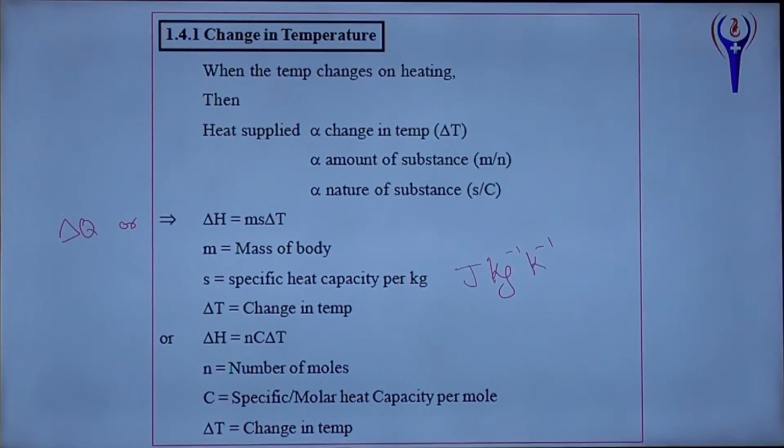C is called molar heat capacity. Suppose instead of mass, you are measuring in number of moles, then specific heat capacity is changed to molar heat capacity or specific molar heat capacity.